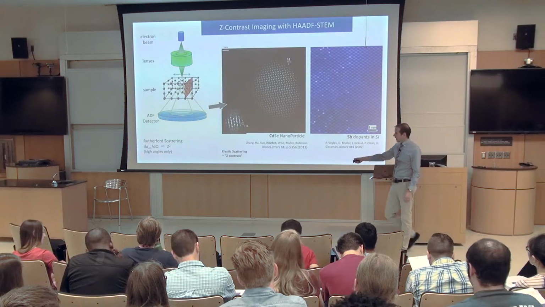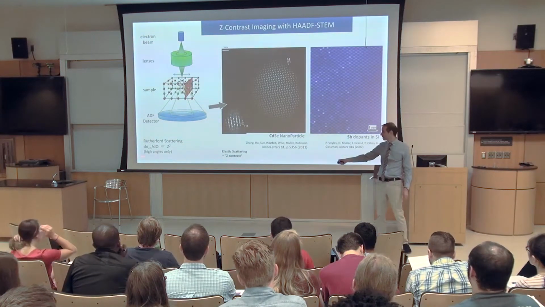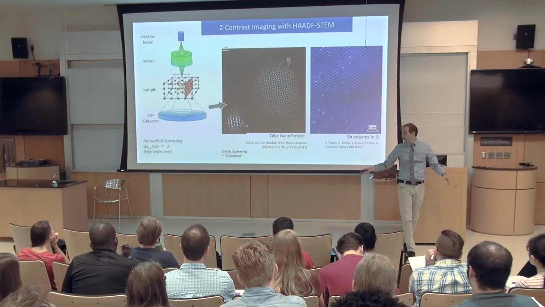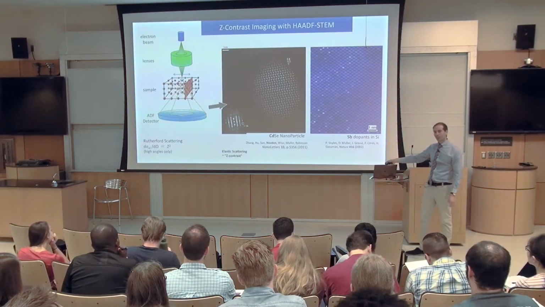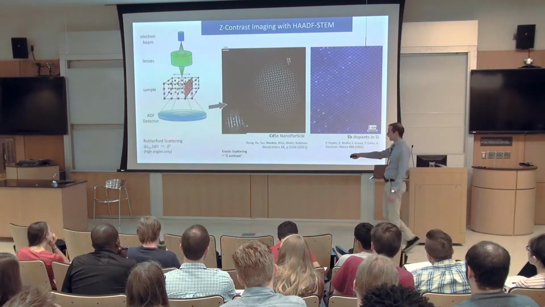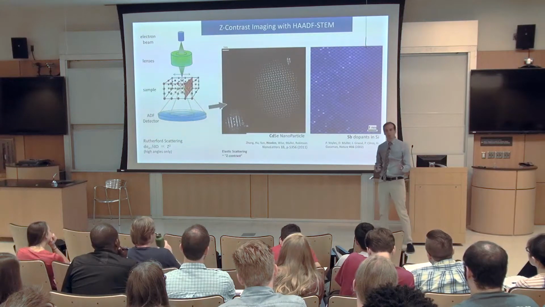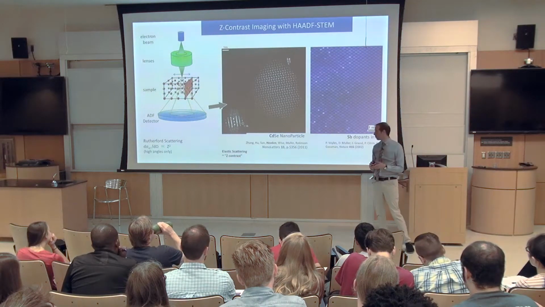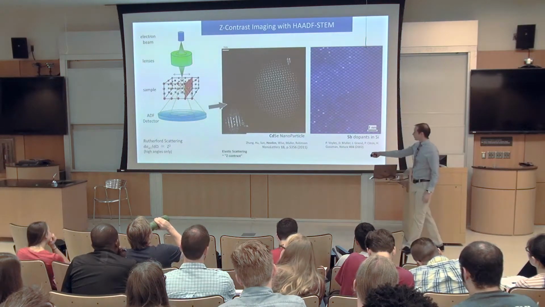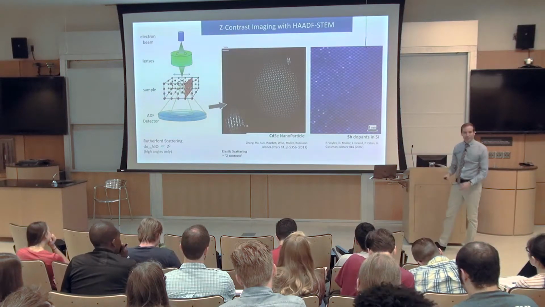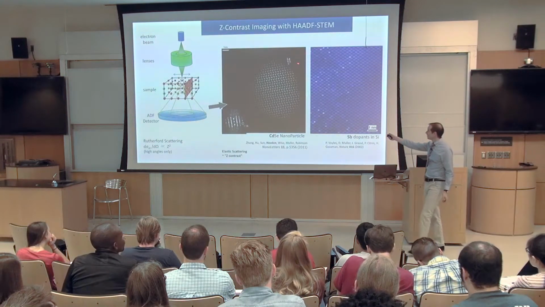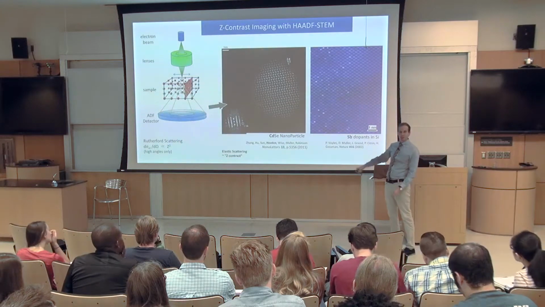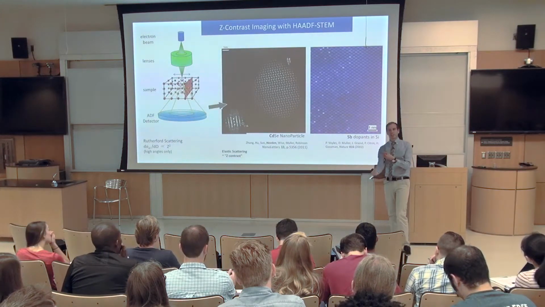This is a Rutherford scattering regime. So the differential cross-section at high angles is Z squared. In reality, what you actually measure is probably somewhere around Z to the 1.4 or Z to the 1.7. Nonetheless, we have a Z contrast image. That is, the intensity of our ADF STEM image scales with the atomic number and the density of atoms when viewed in projection.